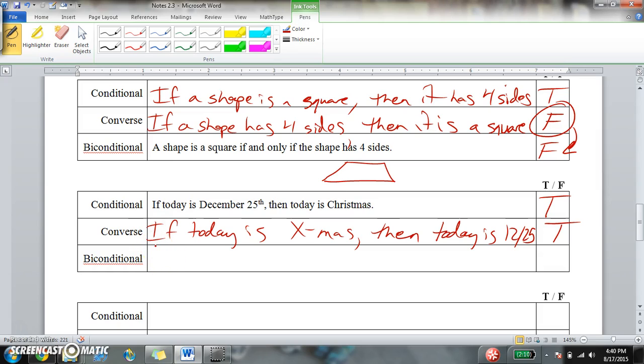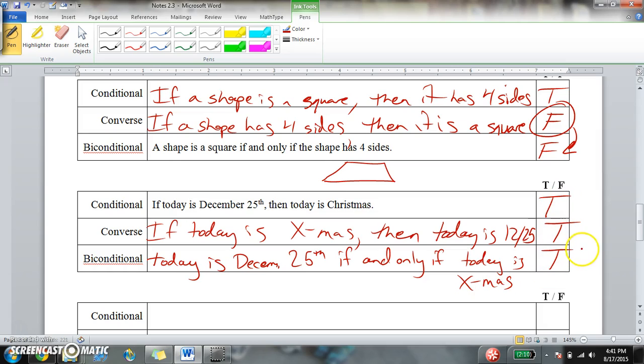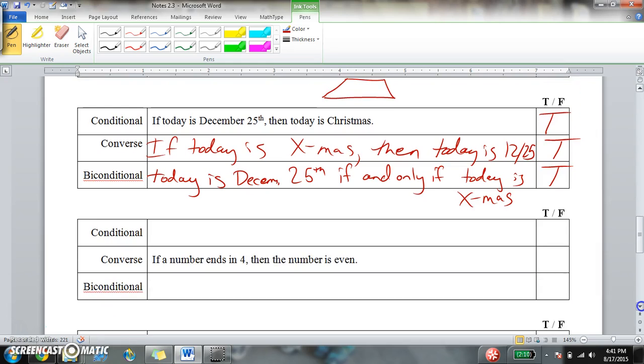Biconditional statement. If we combine the two, you never start a biconditional with the word if. You always put the if in the middle. So, the biconditional would be: today is December 25th if and only if today is Christmas. Since both of these statements were true, the biconditional would also be true.